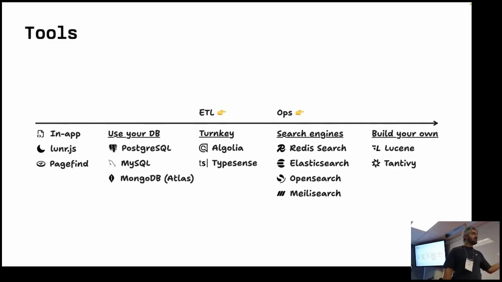Use your database: Postgres and MySQL have full text options. MongoDB through their Atlas offering also has full text options, and the latest release edition of MongoDB also has full text. Amazing. Then there are turnkey solutions like Algolia and TypeSense, or more specific tools like Redis, which now has full text search. And if you want to go really intense, there are toolkits like Lucene and Tantivy that will let you do that analysis and build your own search query.